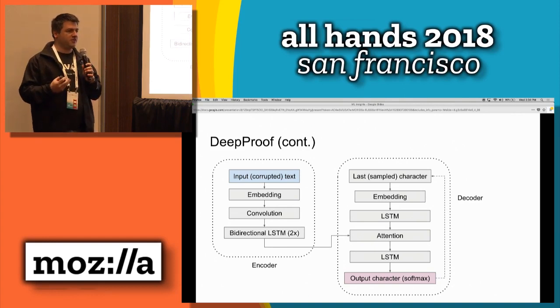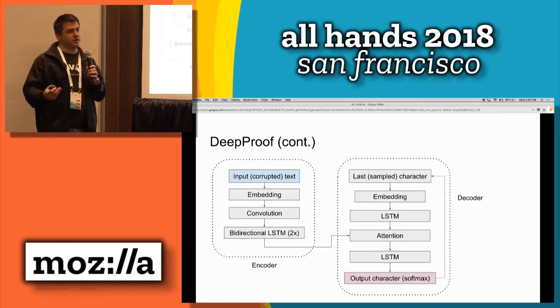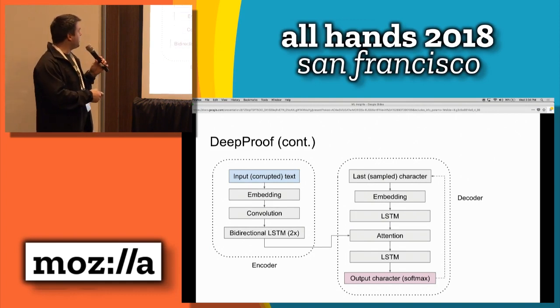So typically these systems work as encoder-decoder. For example, machine translation systems also work like that. There's an encoder that absorbs all the text in one language and a decoder that synthesizes it in a different language. So in this case, our encoder processes the corrupted text, and the decoder works in a loop. So every time it outputs a character, it feeds that back in for the next character. So it predicts one character at a time.